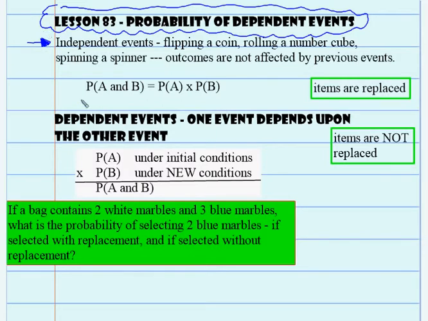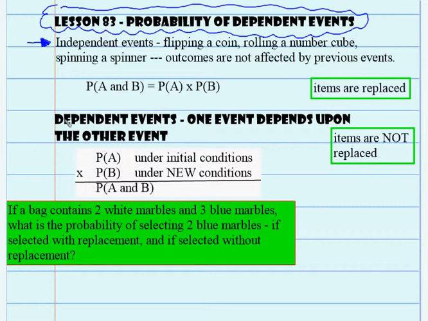So in order to find the probability of A and B, like getting heads on a coin and rolling a 2, you find the probability of A and the probability of B and you multiply them together. And we'll talk about this here in just a minute. Items are replaced, okay?